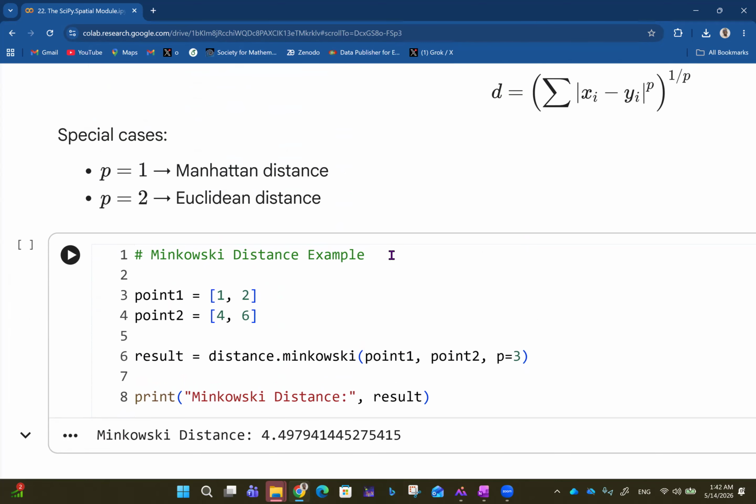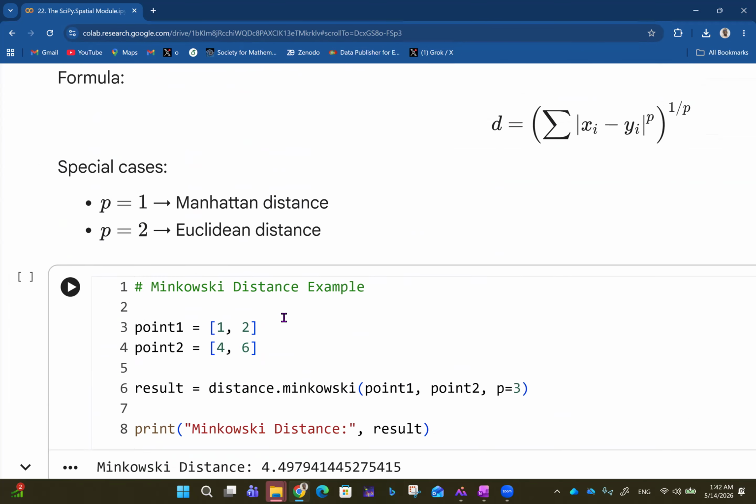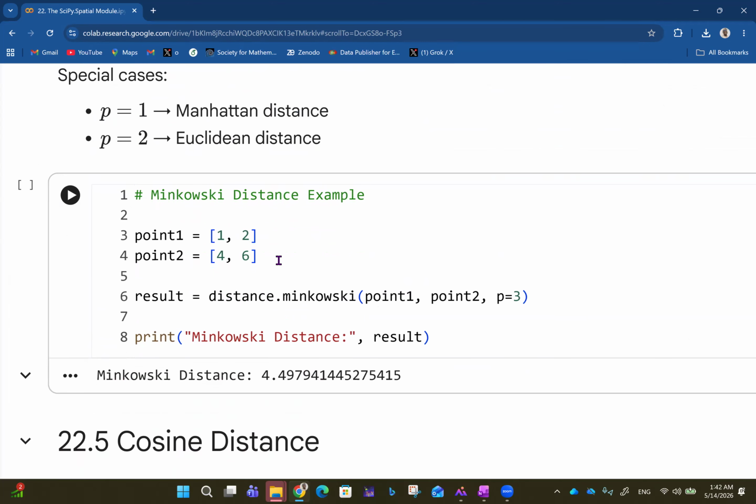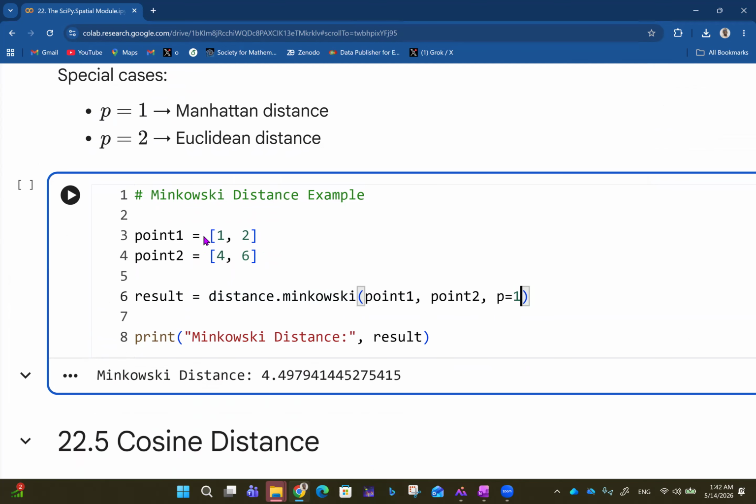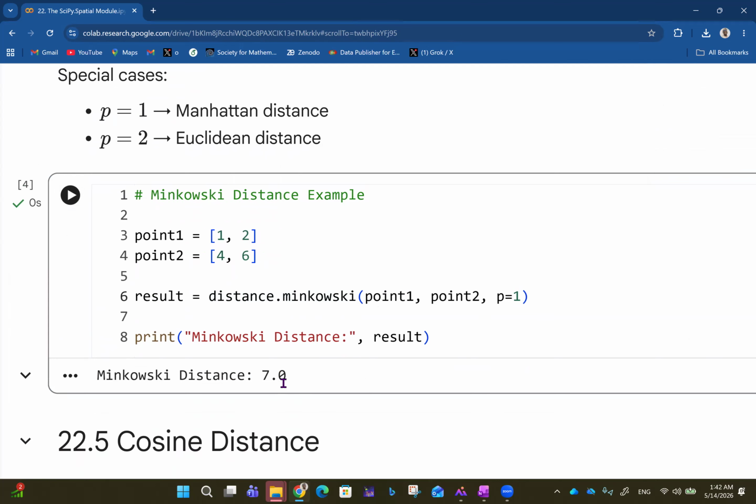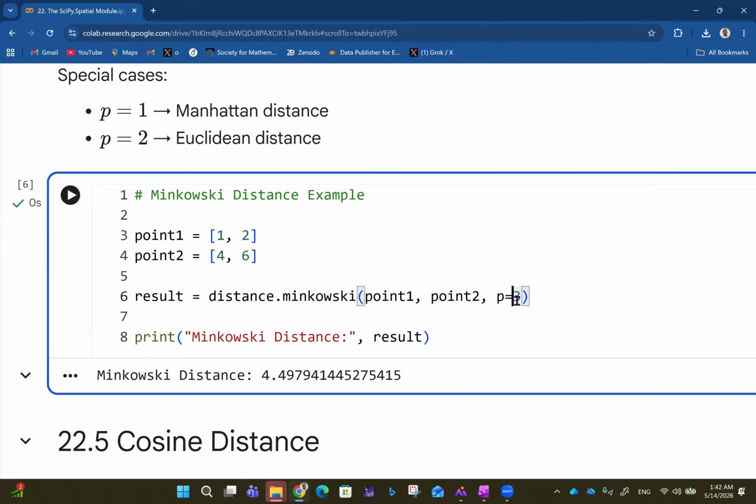So the Minkowski distance example. If you have point 1 to be 1, 2, it's the same 1, 2, 4, 6 we've been using all along. If you have point 1 and point 2, which is 4, 6, then the result is distance dot Minkowski, point 1, point 2, P is 3. So for instance, if P is 1, we get what we got for P equals 1, that is 7. That'll be 7 here, as you can see. If P is equal to 2, we get 5, like we got for Euclidean distance. But now if P is 3, it becomes the proper Minkowski, so you have 4.49. What if I take P to be 10? You see it's hovering around 4, like that.